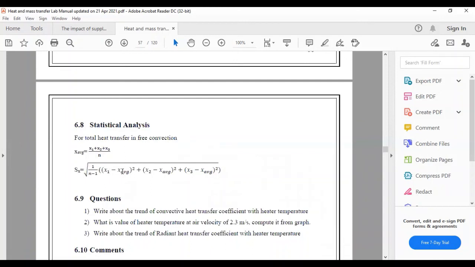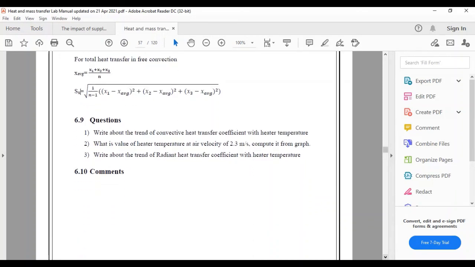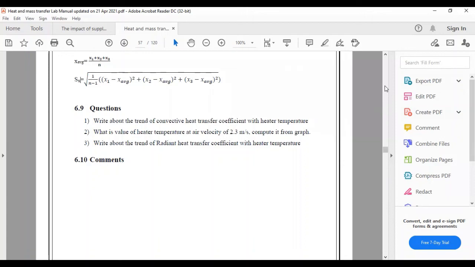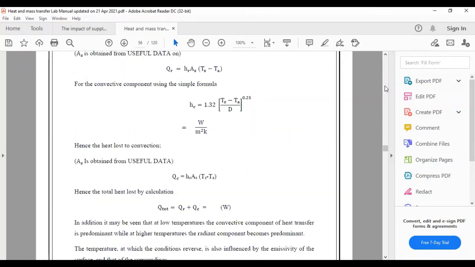We will take the difference of the average value of Q from the first observation, then from the second, then third, and so on for the fourth and fifth observation. We will take their squares, and divide by n minus 1. N is here 5 because we have taken 5 observations, and then we will take the square root to get the standard deviation, which will show whether our operation is reliable or not. It means whether we are getting the same values again and again for different readings or not.